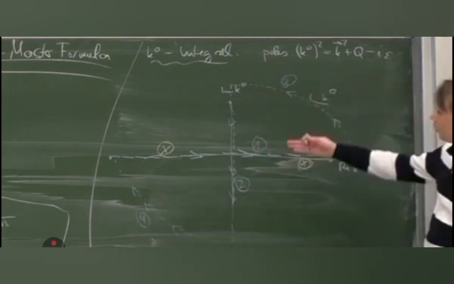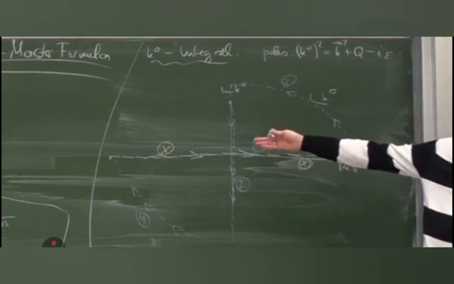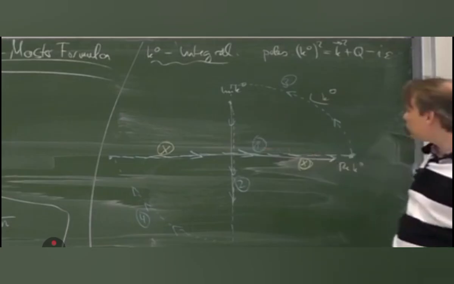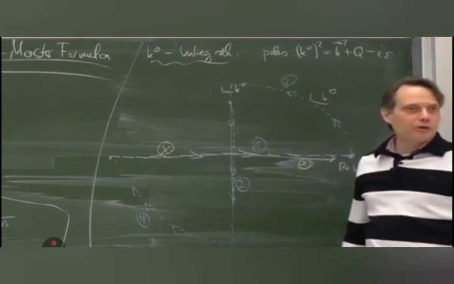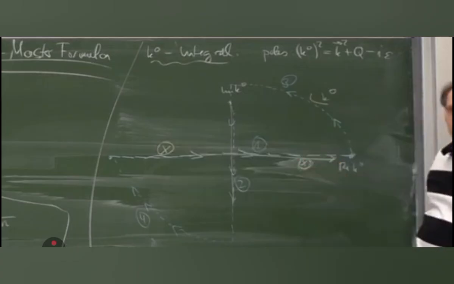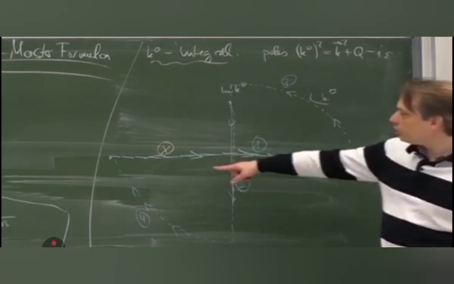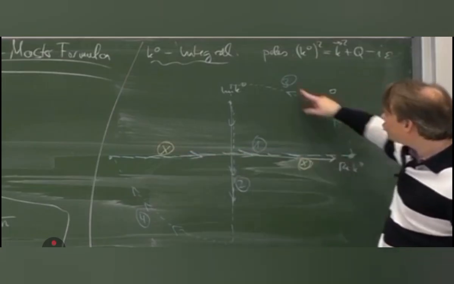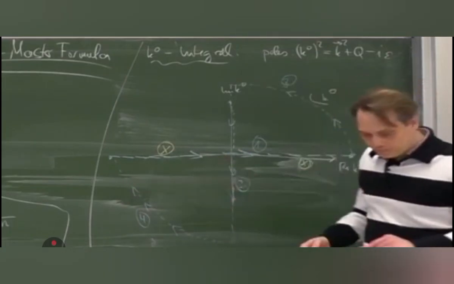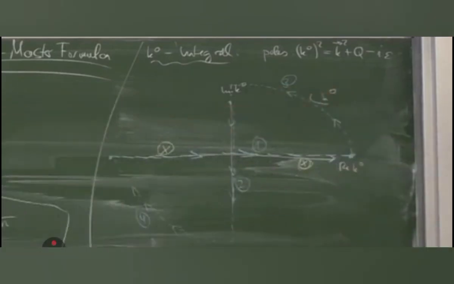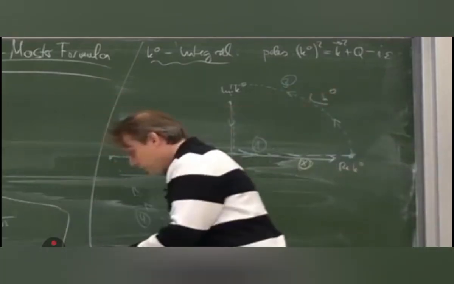Then how have I chosen the complex path? I've chosen the path such that there are no poles inside of the path. The path does not encircle any of the poles. And therefore the residue theorem tells us if we do the integral in the complex K0 plane over this blue path, the integral will be zero. And that can be used. So let's write it down.